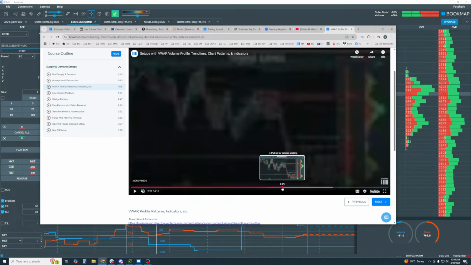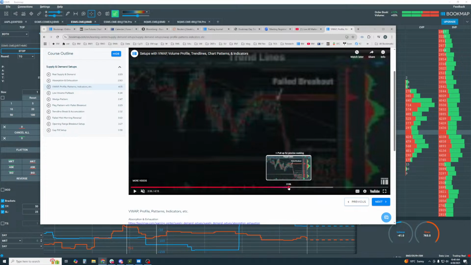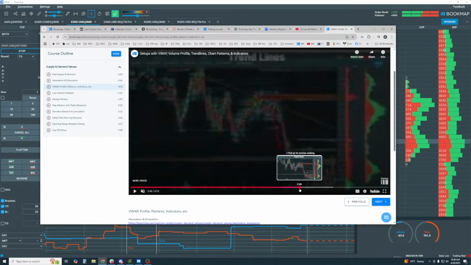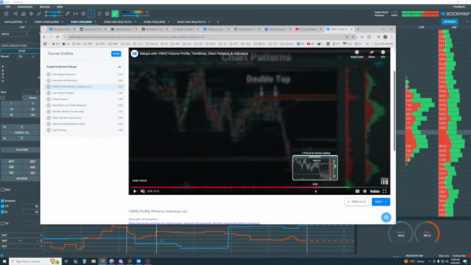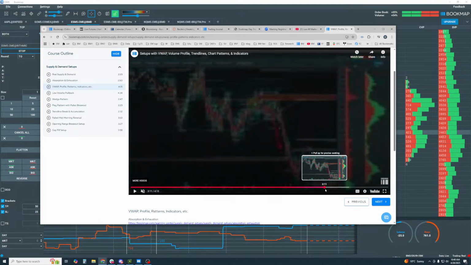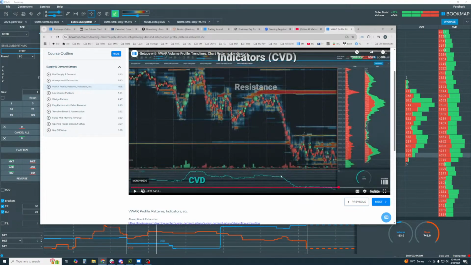Same with chart patterns, like we covered the double top, and with absorption and exhaustion. Here's a failed breakout on the trend line, and we've also got a wedge in here, potentially a broken wedge, and also indicators, looking at cumulative volume delta. So with your indicators as well, just match them up with supply and demand. In this case, supply.